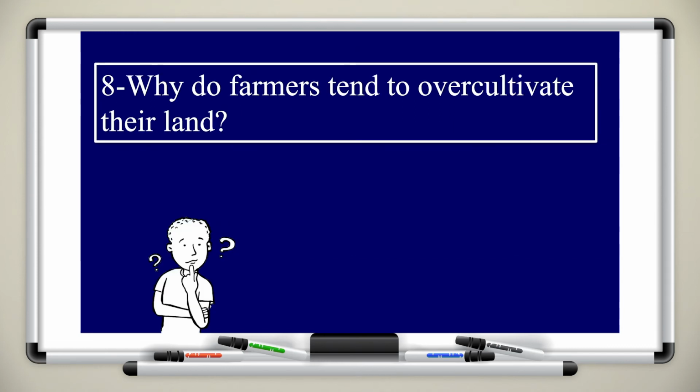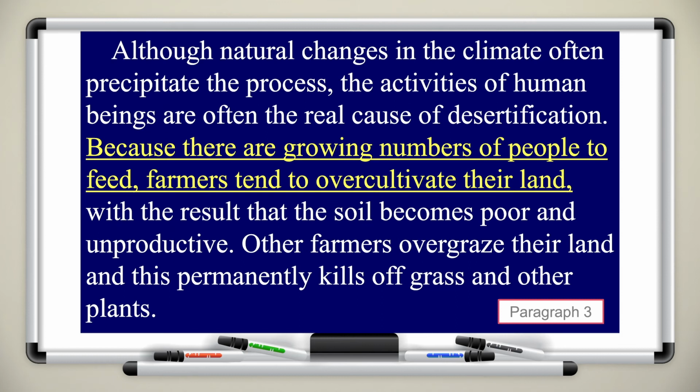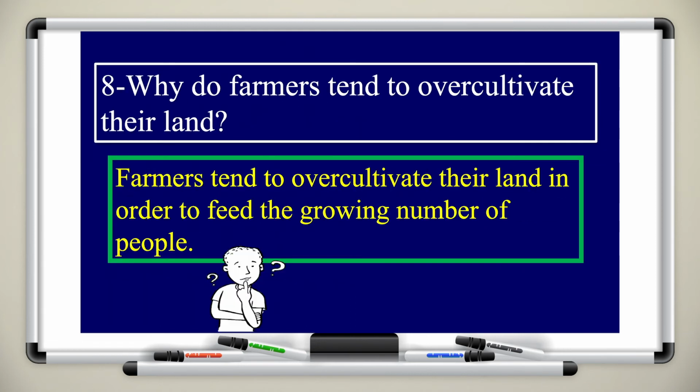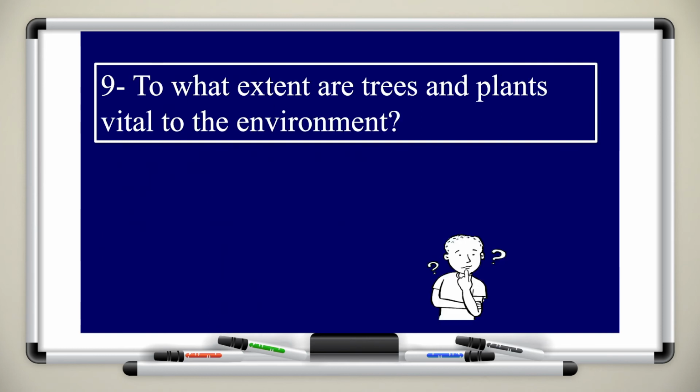Question 8. Why do farmers tend to over-cultivate their land? Here it says, "Because there are growing numbers of people to feed, farmers tend to over-cultivate their land." So the reason is, farmers tend to over-cultivate their land in order to feed the growing number of people, the growing population. And question 9.